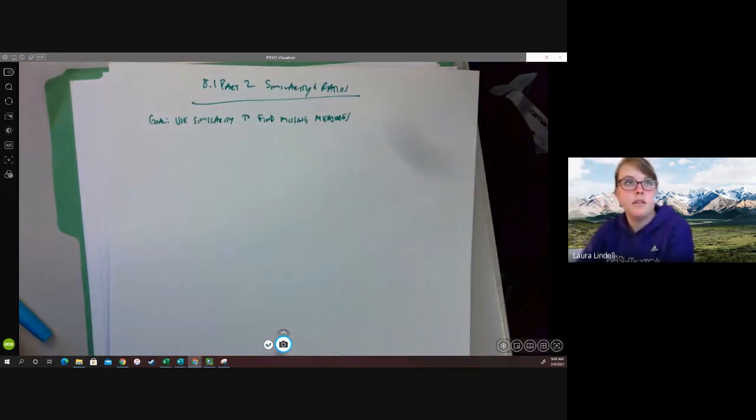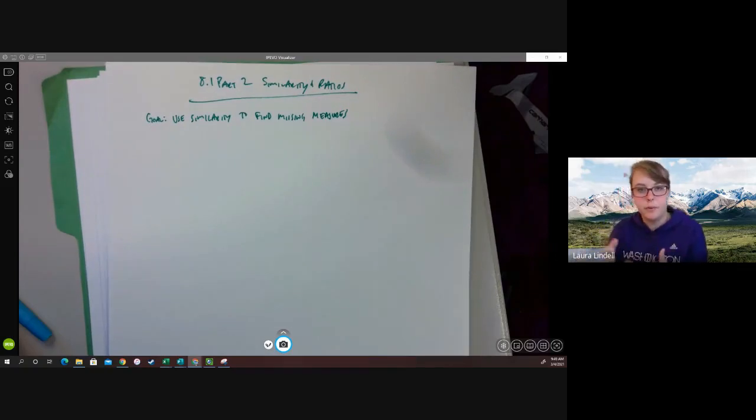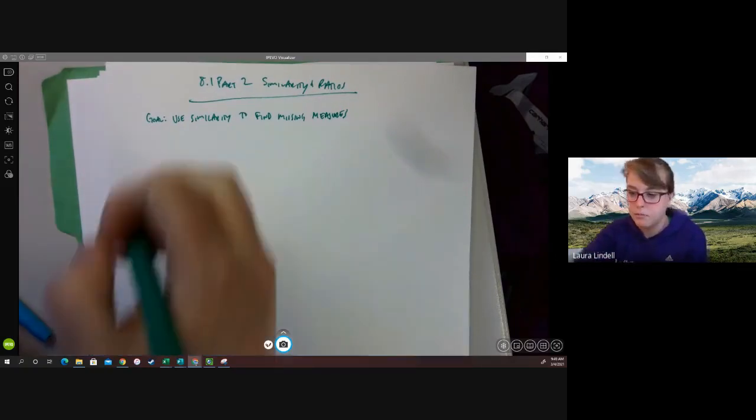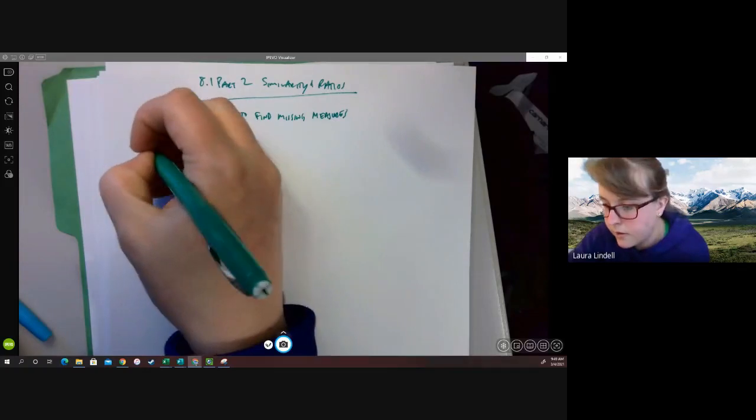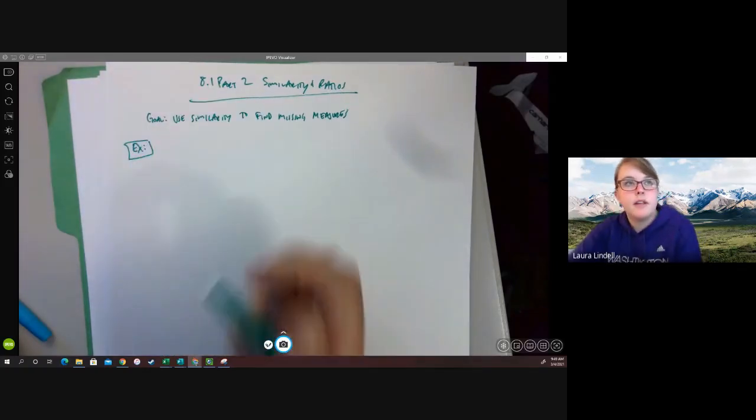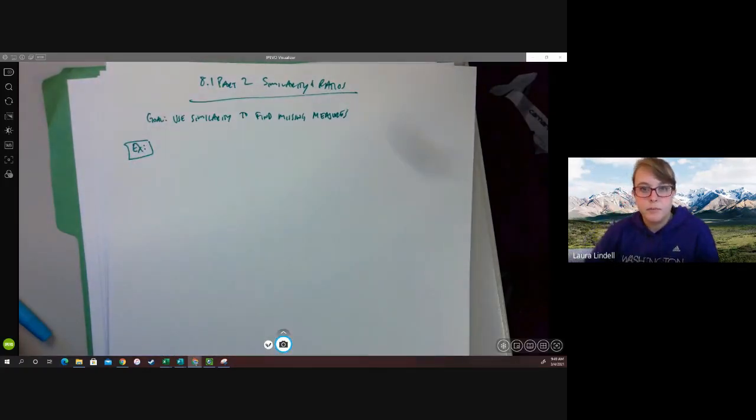Okay, and so the easiest way that we can kind of do this and go through the steps is with examples. So our first example. And there's actually a couple of different ways that we can do this. I'm going to show you 2 ways, and you can choose your favorite.